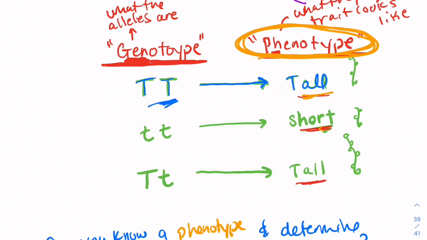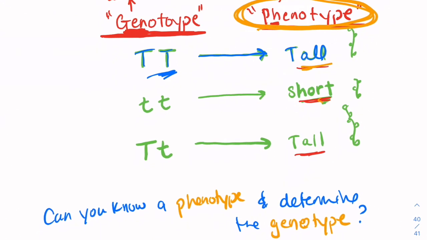Some of you are saying yes, you can know a phenotype and determine its genotype, and some of you are saying no, and the correct answer is sometimes. Sometimes you can look at the phenotype and know what the genotype is. For example, you can look at a short plant right here, and you know that a short plant's going to be 2 recessive alleles, lowercase t, lowercase t.